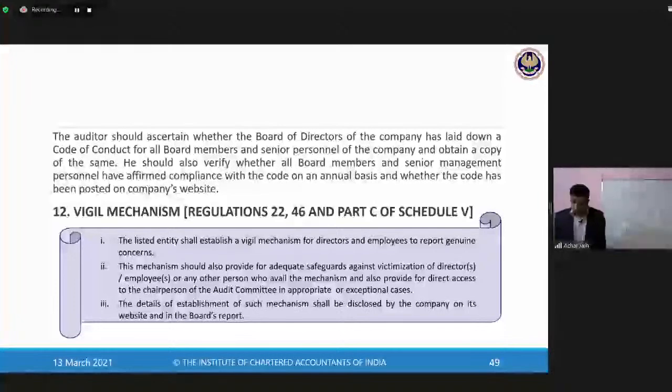The details of the establishment of such mechanism shall be disclosed by the company on its website and in the board's report.